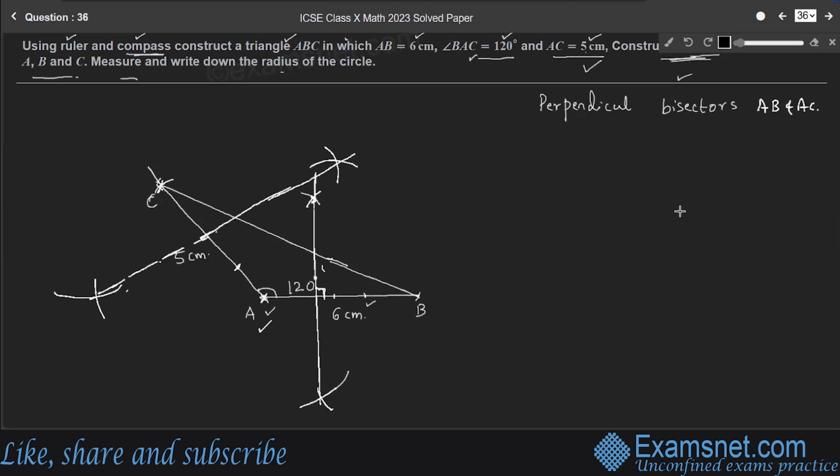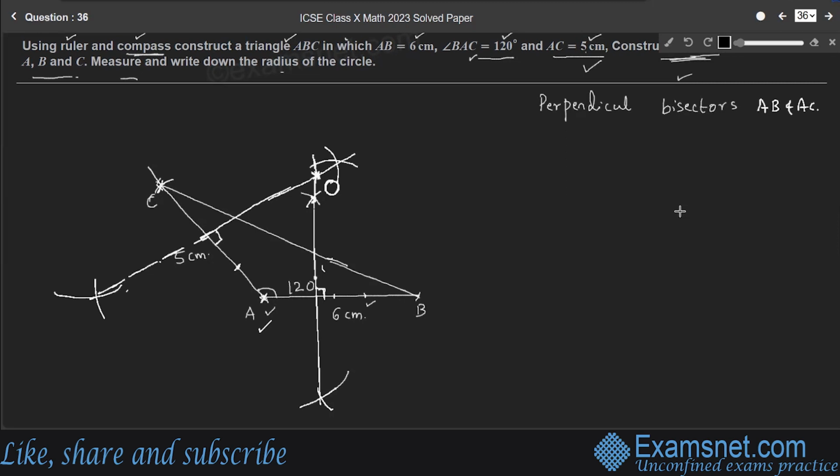So this line will be perpendicular to AC. Now we have got two perpendicular bisectors. Both the bisectors meet at some point. Let the point be O. Here O is the center of the circle.